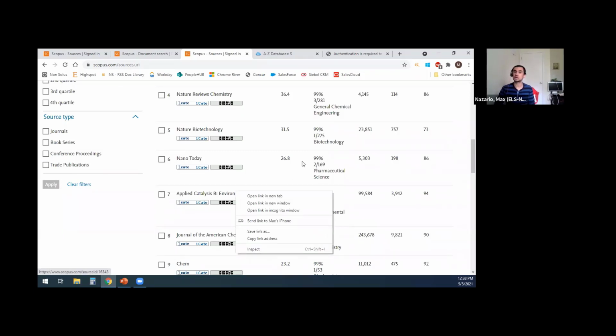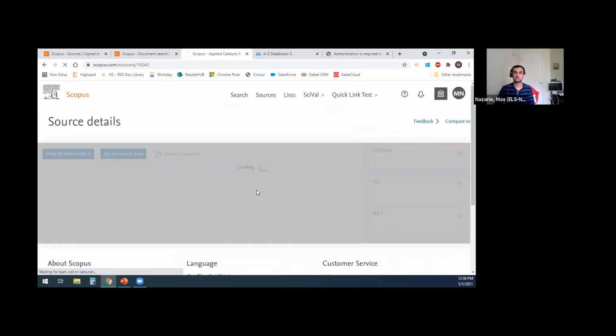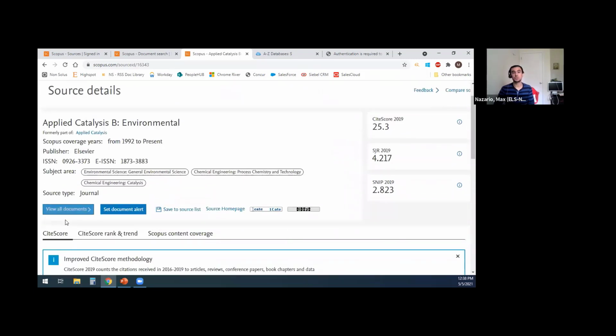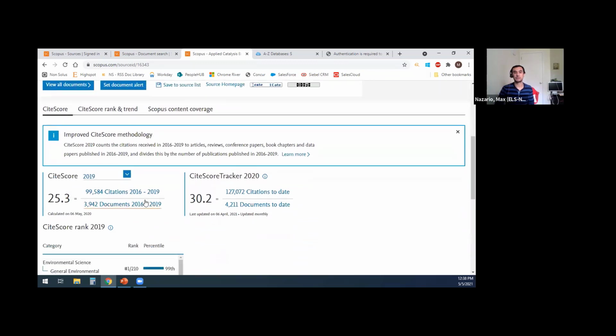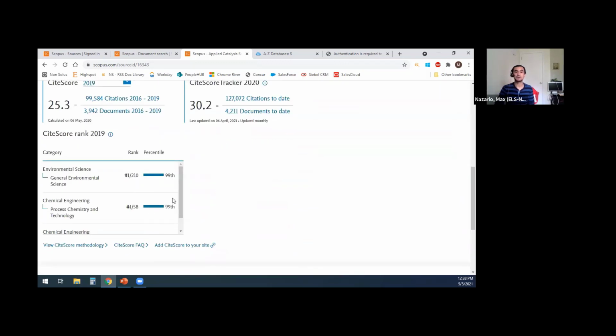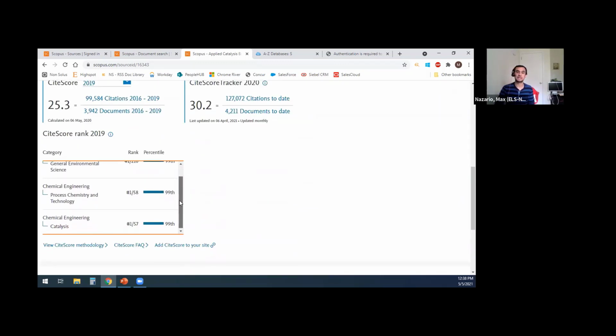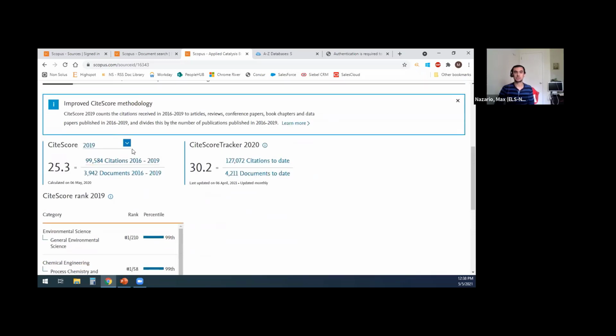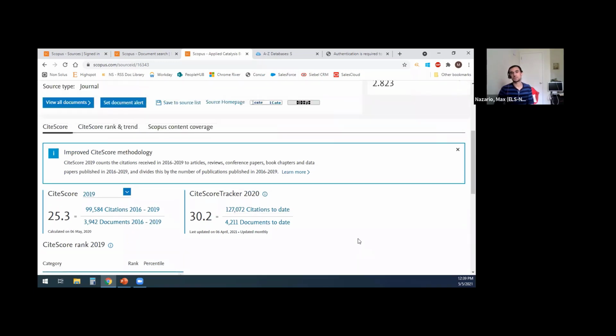And if you want to understand a little bit more about a journal, you can click on that journal's page. You can view all of the documents being published in that journal, so you can see how your research compares to what is being published there. You can also get information about the CiteScore. How does it compare to other journals in this field? And you can get the history of that CiteScore to understand, is this journal becoming more impactful? Is it becoming less impactful, as an example?